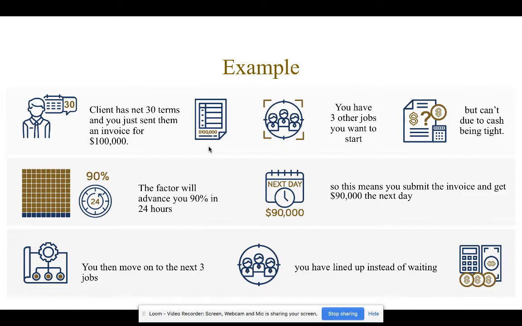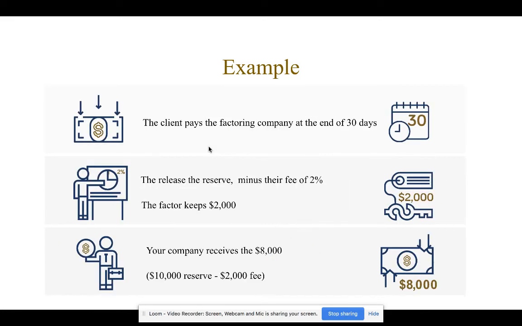So your client has net 30 terms and they just sent you an invoice. So you did work on a $100,000 job. You have 3 other jobs you want to start, but you don't have the cash on hand to start them. So what you would do is you would factor that invoice. Let's say they give you an advance rate of 90%. So you submit the invoice. The next day, $90,000 is advanced into your account. And now you have the cash to move on to the next 3 jobs instead of waiting.